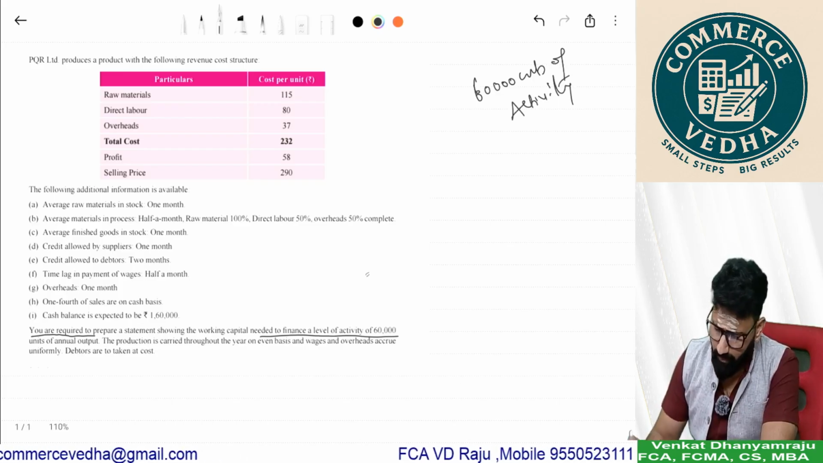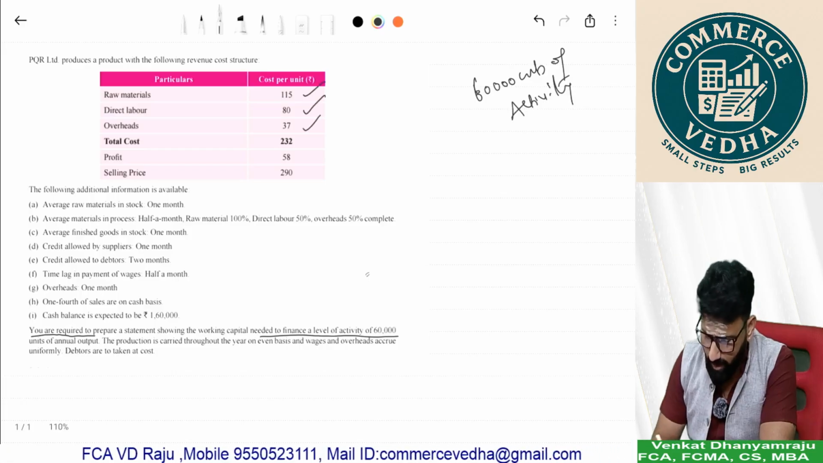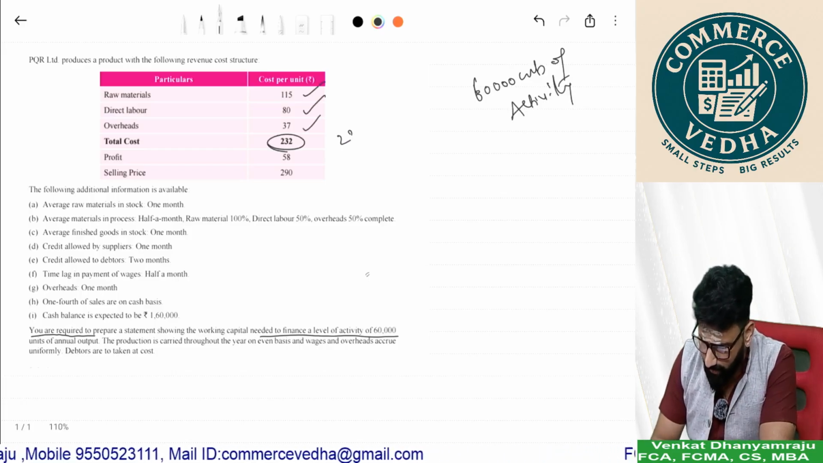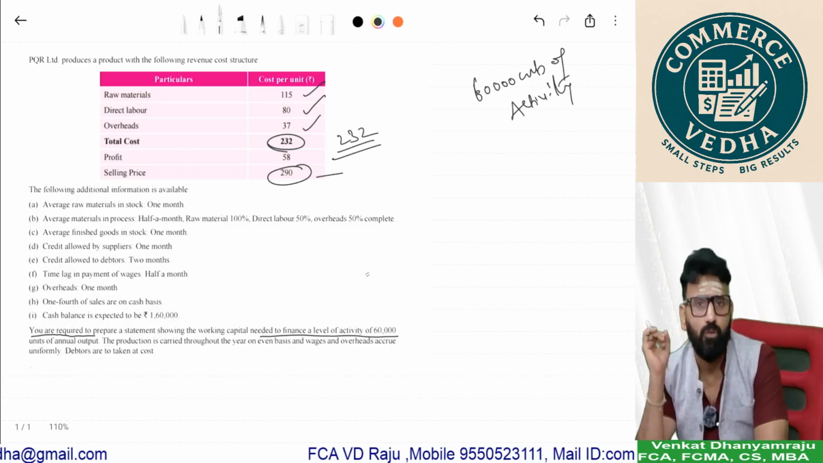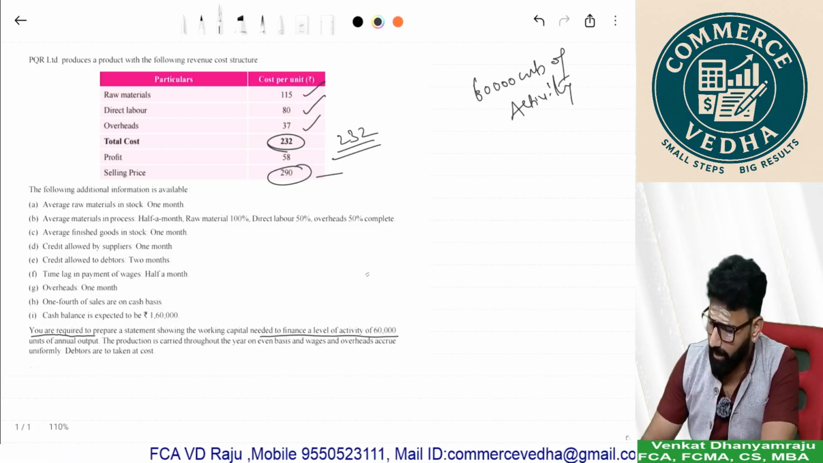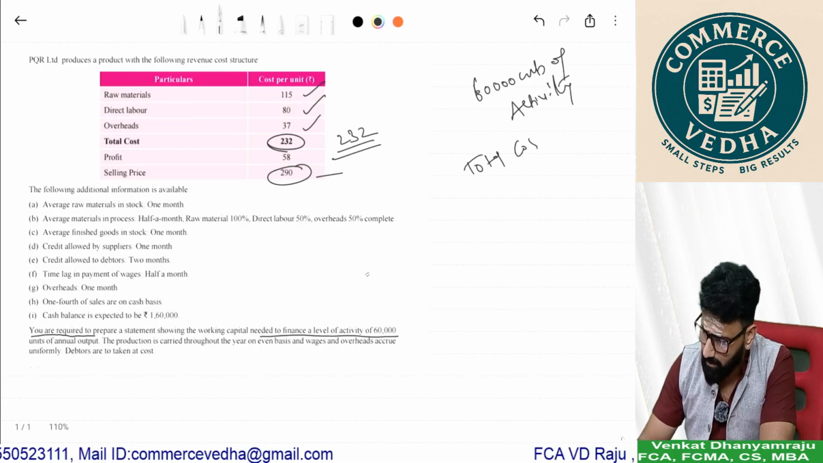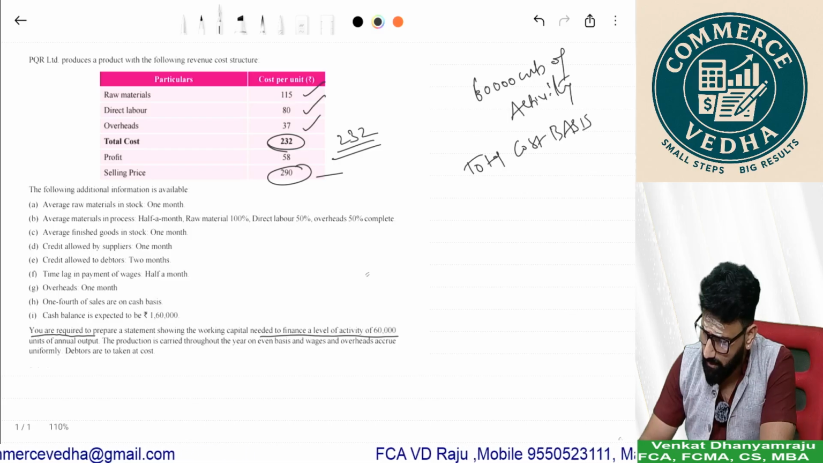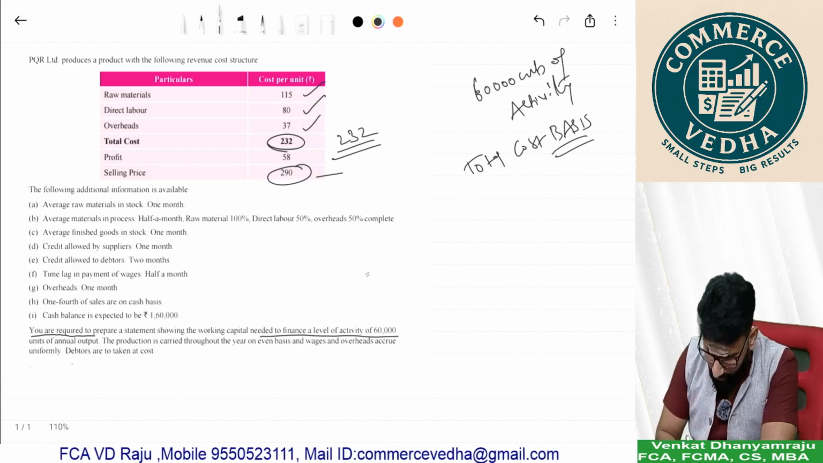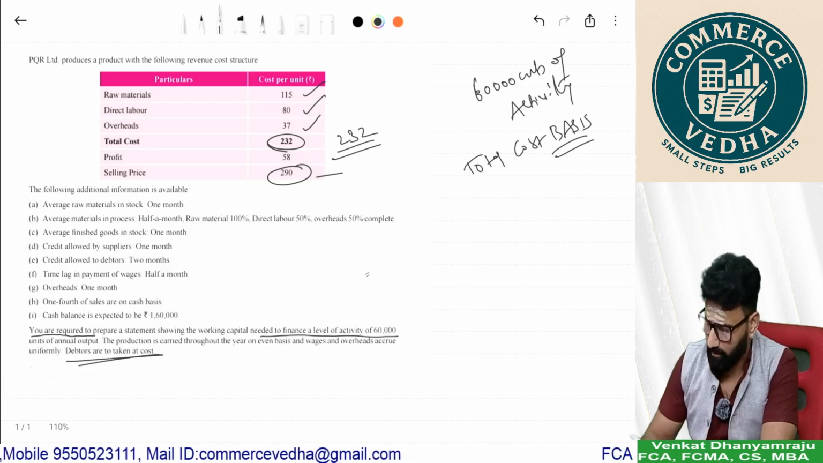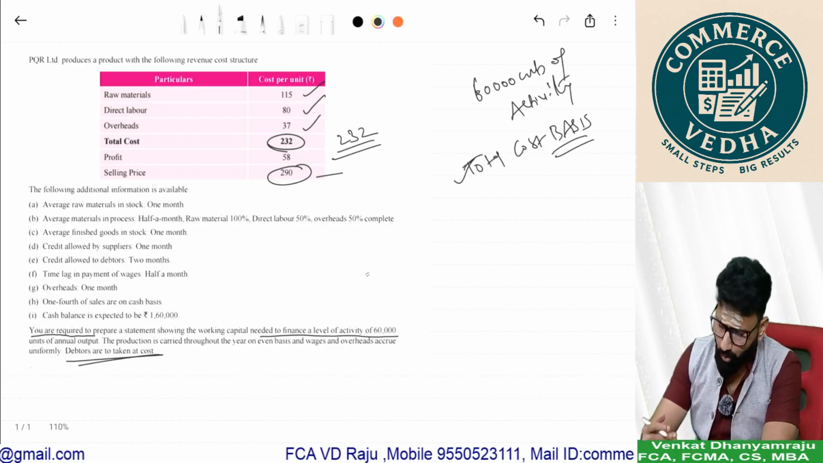They have given the cost structure, your raw material, your wages, your overheads, and the total cost of 232 rupees, and selling price 290. Here nothing is told about depreciation. Hence, we are preparing this on total cost basis. And even in the question, it was told that debtors are to be taken at cost. So debtors also we should take on total cost basis. Now, let's go into the question in detail.